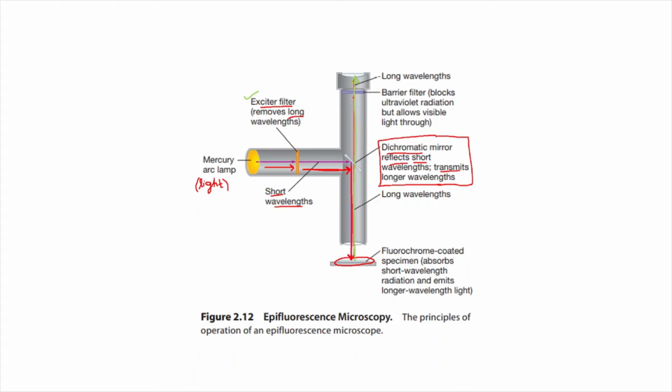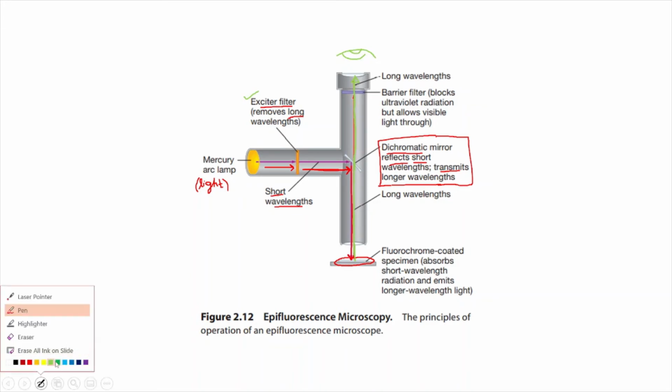So on releasing the fluorescent light, this fluorescent light falls directly on the dichromatic mirror. Now because the dichromatic mirror transmits longer wavelengths, it will straight away pass the longer wavelength fluorescent light and it will directly reach the eyepiece. The image that you observe is here. Here you put your eye and here you observe the image. So this is the main principle on which fluorescence works.